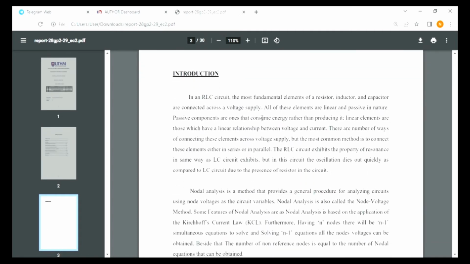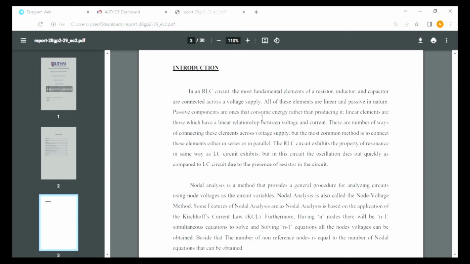So in an RLC circuit, the most fundamental elements of a resistor, inductor, and capacitor are connected across a voltage supply. All of these elements are linear and passive in nature. Passive components are ones that consume energy rather than producing it. Linear elements are those which have a linear relationship between voltage and current. There are a number of ways of connecting these elements across a voltage supply, but the most common method is to connect these elements either in series or in parallel.